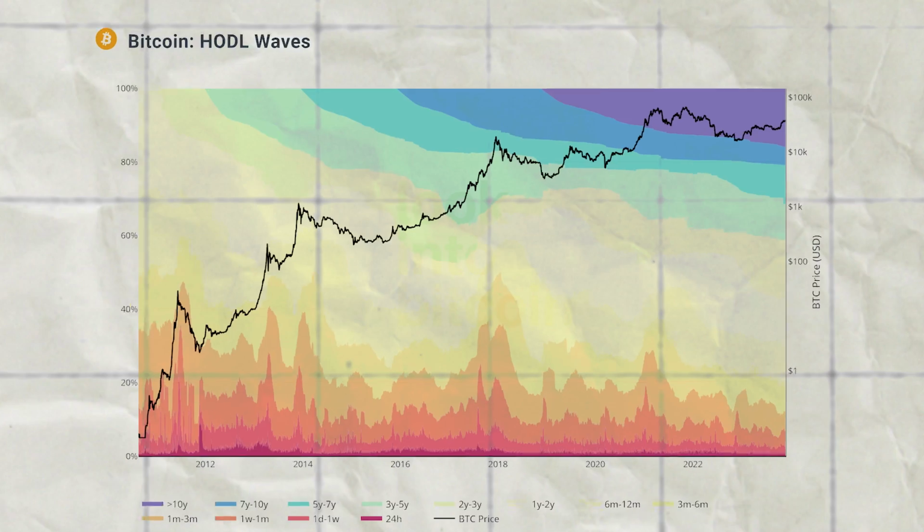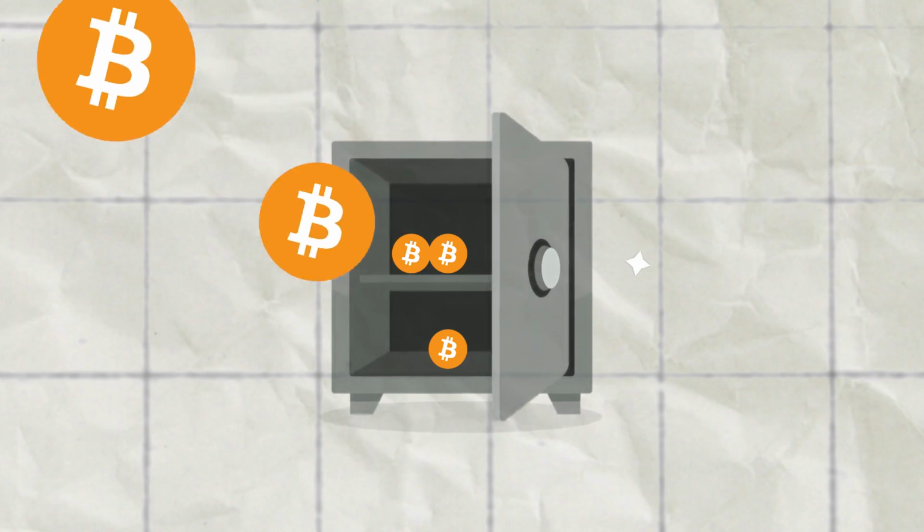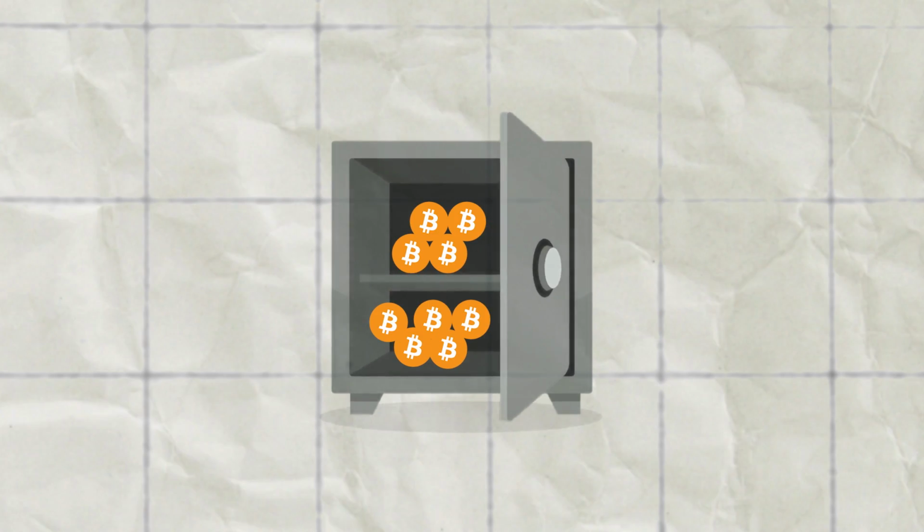On the other hand, when green and blue bands thicken, it means that more Bitcoin is being held for longer, which could be a decent period for accumulating more coins.